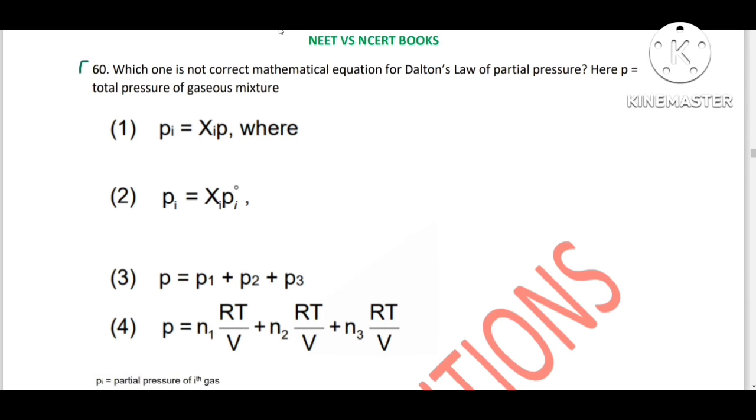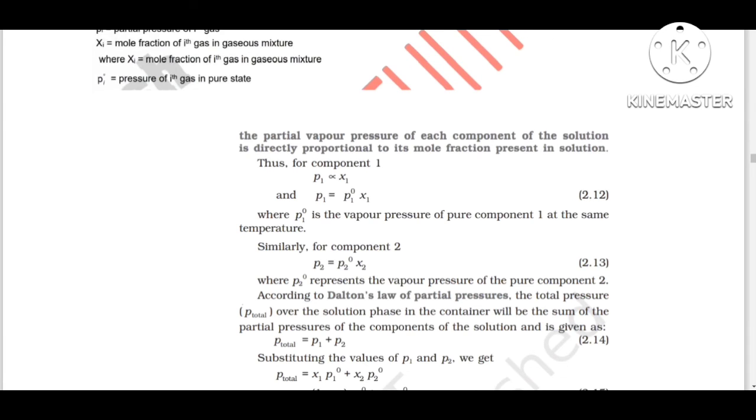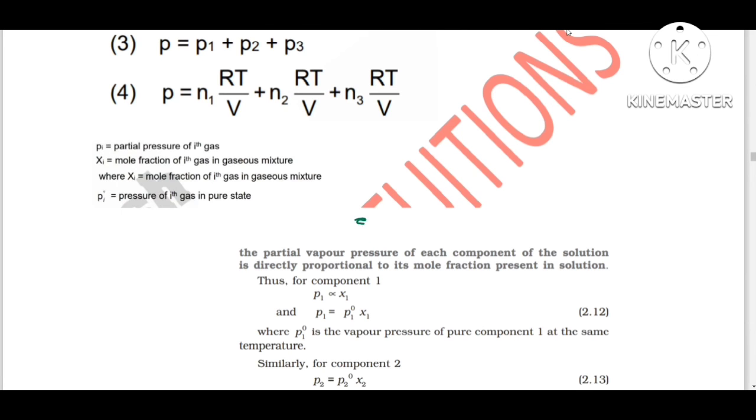Now let us discuss question 60. Which one is not a correct mathematical equation for Dalton's law of partial pressure? Here P indicates the total pressure of the gaseous mixture. Before going to solve this question, let us see the concept from NCERT. This question is from the Solutions lesson from intermediate second year. The page number of this concept is 44. If you have any doubt, please go to the page number and check the concept.